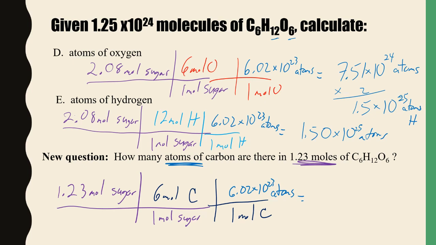And then 1 mole of carbon has 6.02 times 10 to the 23rd atoms. And that gives you, I didn't do this one. Hold on please while I do that on my calculator real quick. So 1.23 times 6 times 6.02. I like to use the E23. And 4.44 times 10 to the 24th. All right. So that's how you do those.